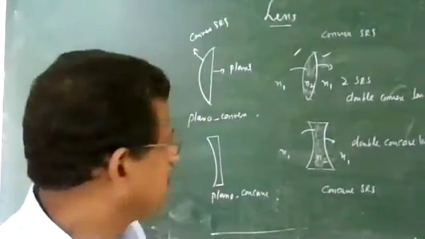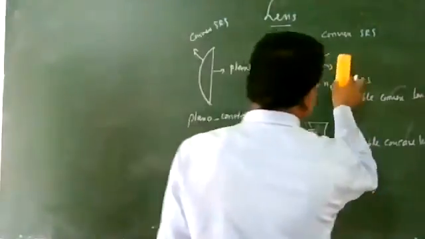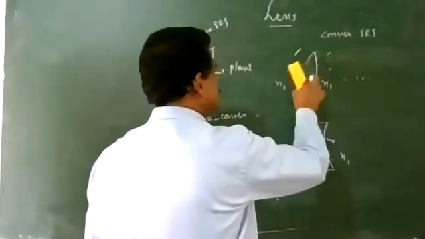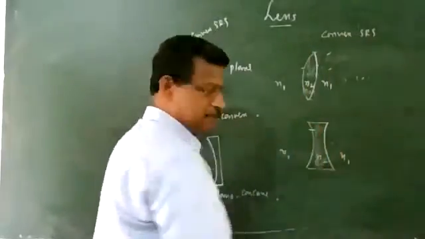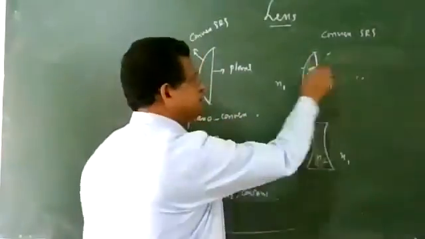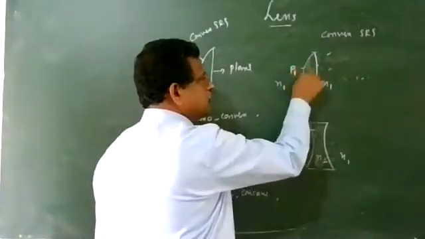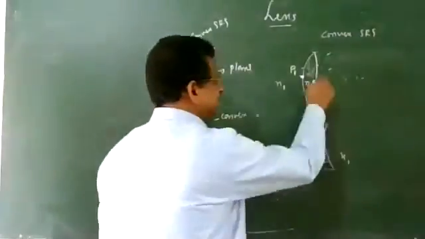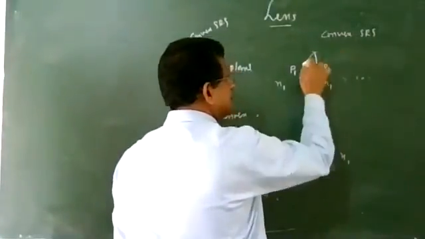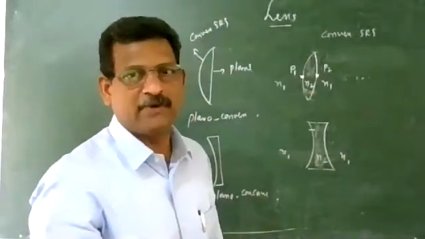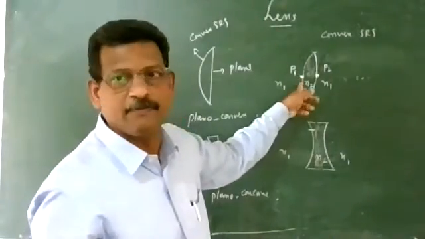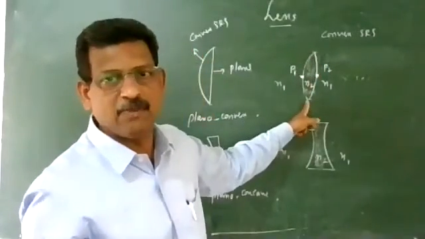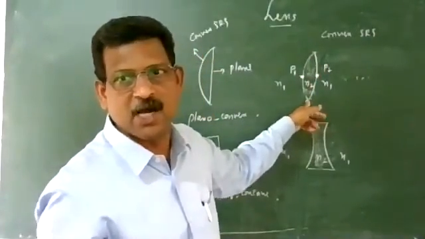Principal axis. Can you listen here? There are two SRS in this case. We have two spherical refracting surfaces. First surface pole is P1. Second surface pole is P2. And you want to locate where will be the center of curvature of the first surface. Anyone, locate the center of curvature of the first convex SRS. That we mark as the first surface's center of curvature, C1.